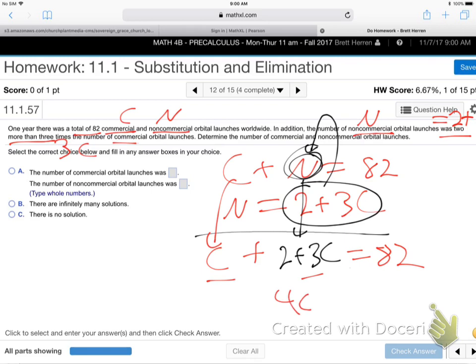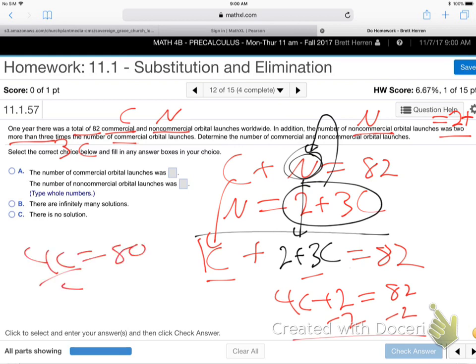C and 3C is 4C. Right, it's 1C and 3C is 4C. Subtract 2. Bring that over here. 4C is 80. Divide by 4. C is 20. So we got C. Now what do we do? Just plug in. You can plug into any of these equations to get the other letter. Doesn't matter at all.